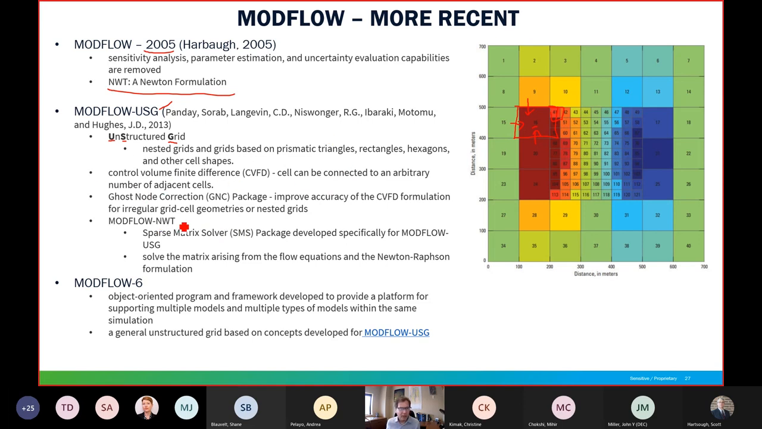Without getting into a lot of the detail here, I could go on and on, but I'll try not to. This ghost node correction is paramount to being able to do this type of nested grid, as it's shown here. And again, NWT is still a very useful package because of its sparse matrix solver and its upstream weighting package, which I'll talk about in a second. MODFLOW USG was not developed by the USGS. It was developed in collaboration, but this group here, led by Sorab Panday, developed USG, and then eventually it became integrated into MODFLOW 6, which is a USGS product. It has very similar design and structure.